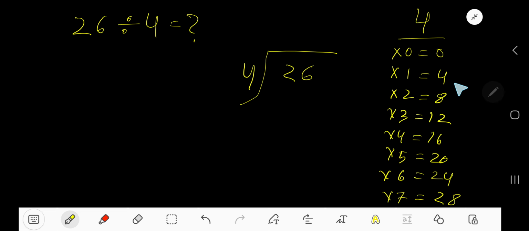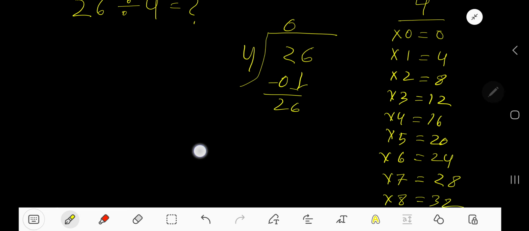0 plus 4 is 4, 4 plus 4 is 8, 8 plus 4 is 12, 12 plus 4 is 16, 16 plus 4 is 20, 20 plus 4 is 24. 4 goes into 2 how many times? 4 goes into 2 0 times, as 2 is less than 4, so 0 times 4 gives you 0. 0 times 4 is 0. Subtract from 2, bring down the next digit: 26.